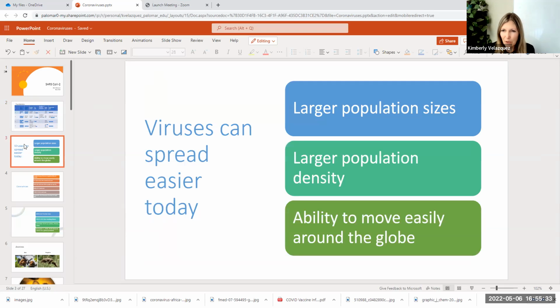Viruses can definitely spread easier today than other times in history. Our population sizes are larger and our population density is larger. Density is how closely people live to each other in that population. It's different from overall population size. Also, we just have the ability to move around the globe more easily. Someone could get on an airplane who's infected and fly to another country, and before long, thousands of people can be infected just from that one original person.